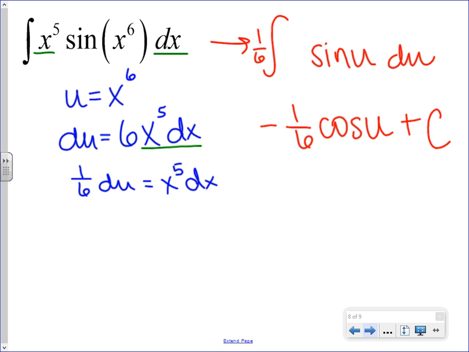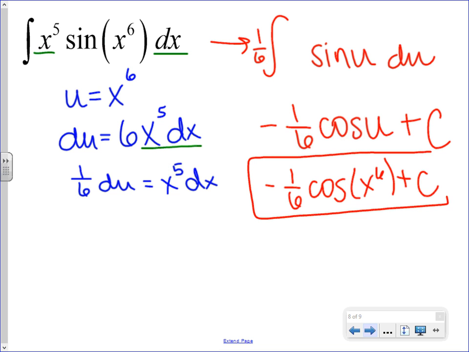So you're at the negative? For sure? Okay, don't second guess yourself. Be confident. So negative 1/6 cosine of x to the sixth plus c.